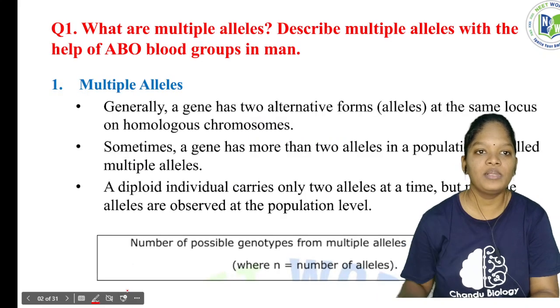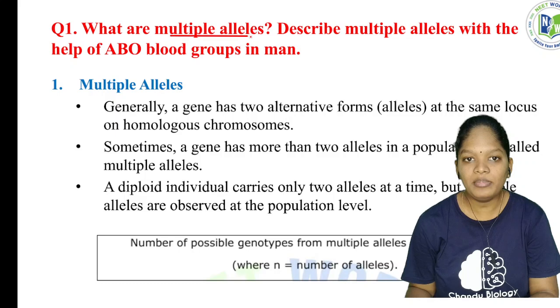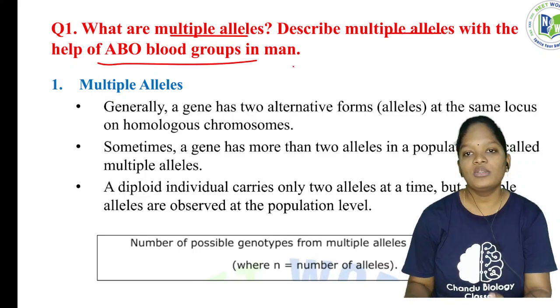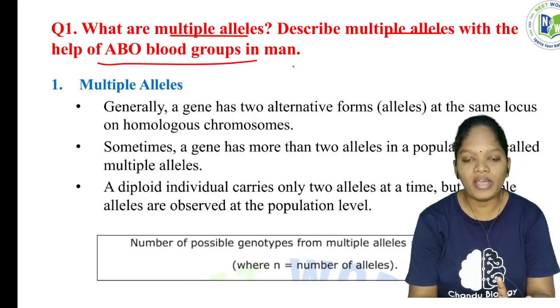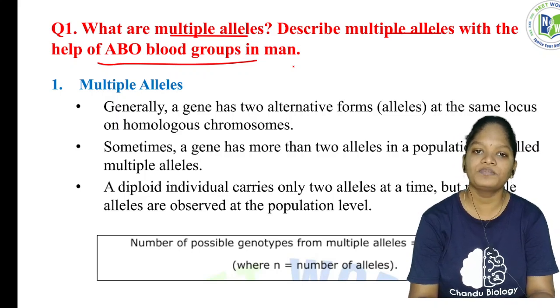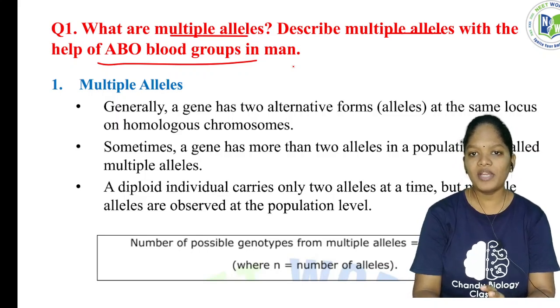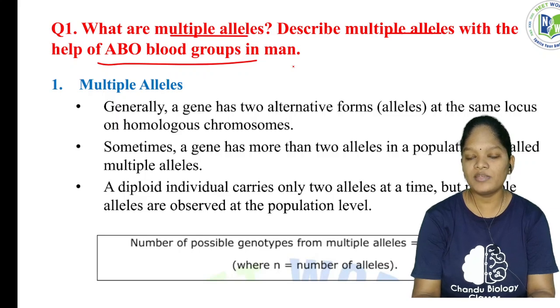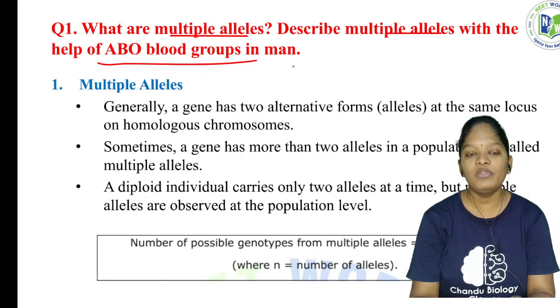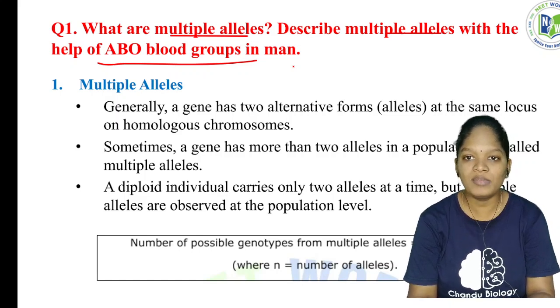The first question will be: what are multiple alleles? Describe the multiple alleles with the help of the ABO blood groups in man. So we have to separate this question into two parts. The first part is to explain what multiple alleles are. The second part is to explain multiple alleles with the help of the ABO blood group system, because the ABO blood group system is the best example for multiple alleles.